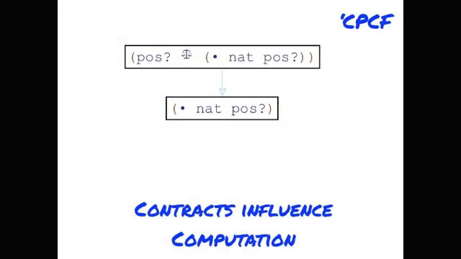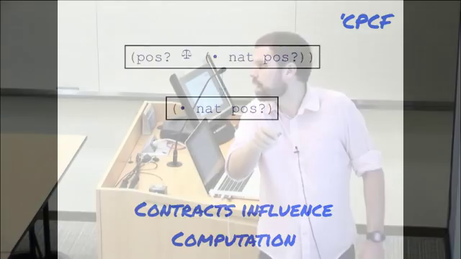All right? And then that's going to be important downstream, where you may check this again, and if you remember that this is a positive natural number, then of course you just get back a positive natural number, and there's no blame here. Right? Nothing goes wrong. Okay, so the contracts influence the computation.